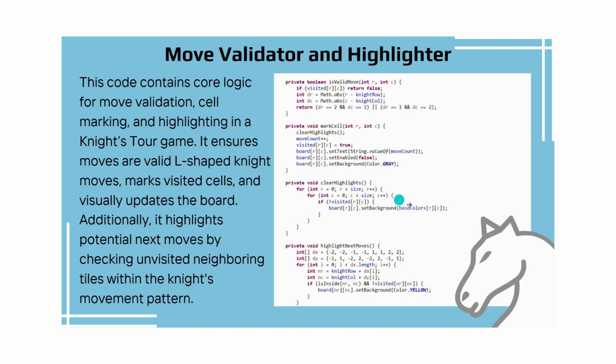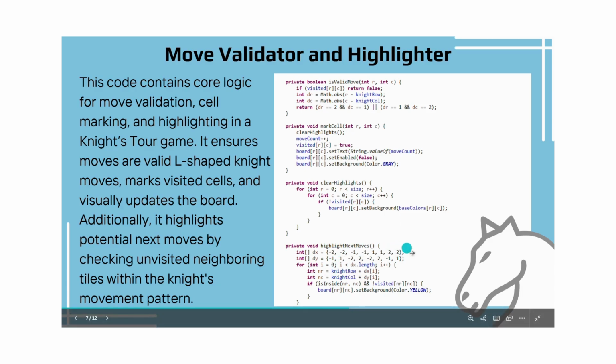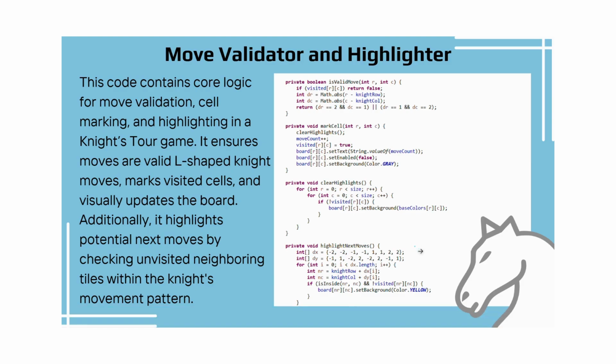Next, we have the clear highlights, which of course clears the yellow highlight for potential moves from the board. Again, this clears the board of any potential moves of the knight's tour. Next, we have the highlight next moves, which of course highlights the next possible valid knight's moves from the current knight's position. Next slide.